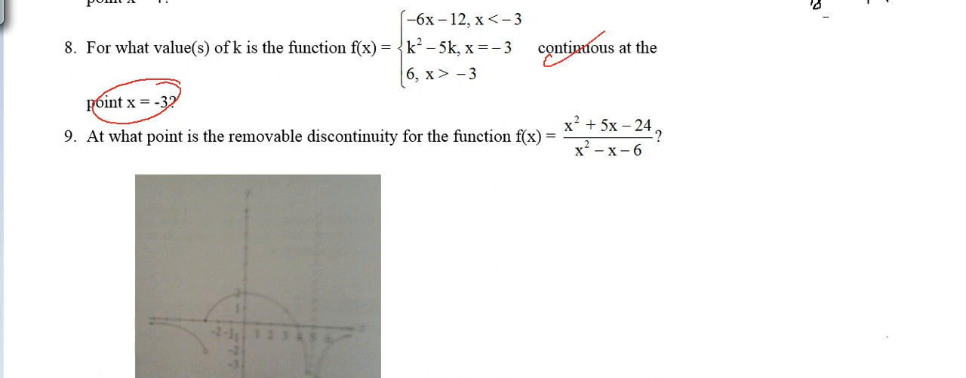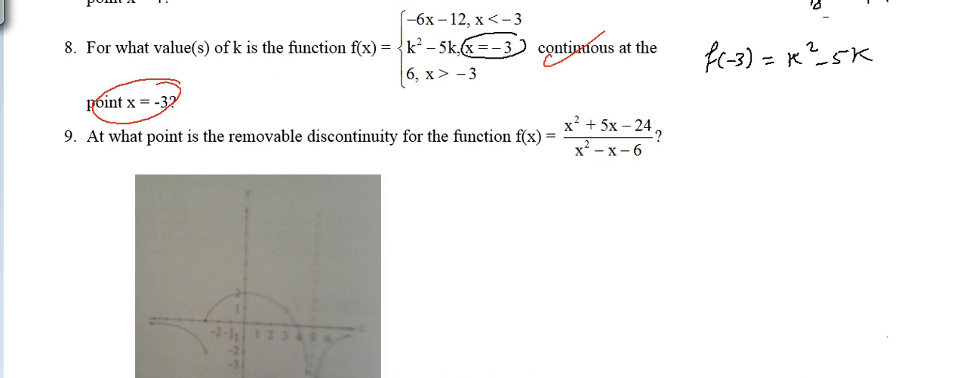First condition, which is f of minus 3. What is f of minus 3, where x is minus 3? So we substitute minus 3 here. k squared minus 5k, right? k squared minus 5k. This is f of minus 3.